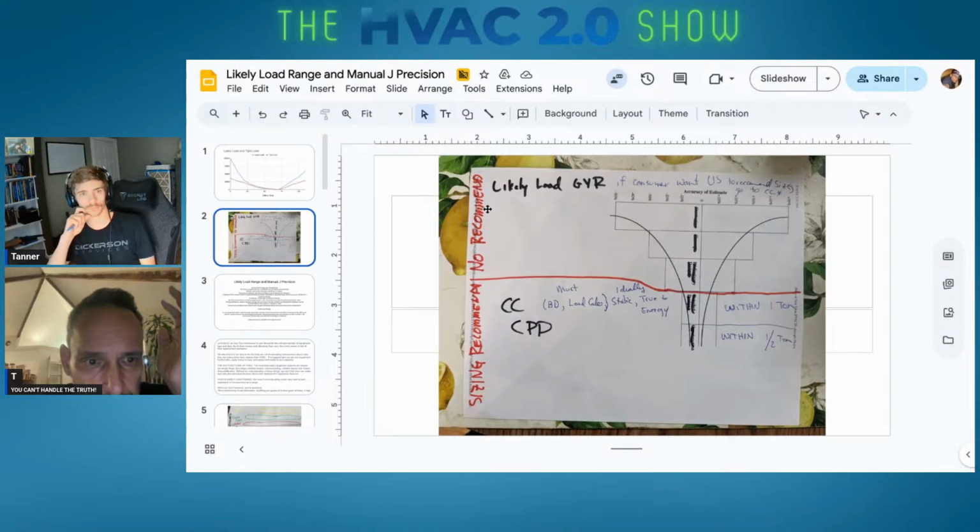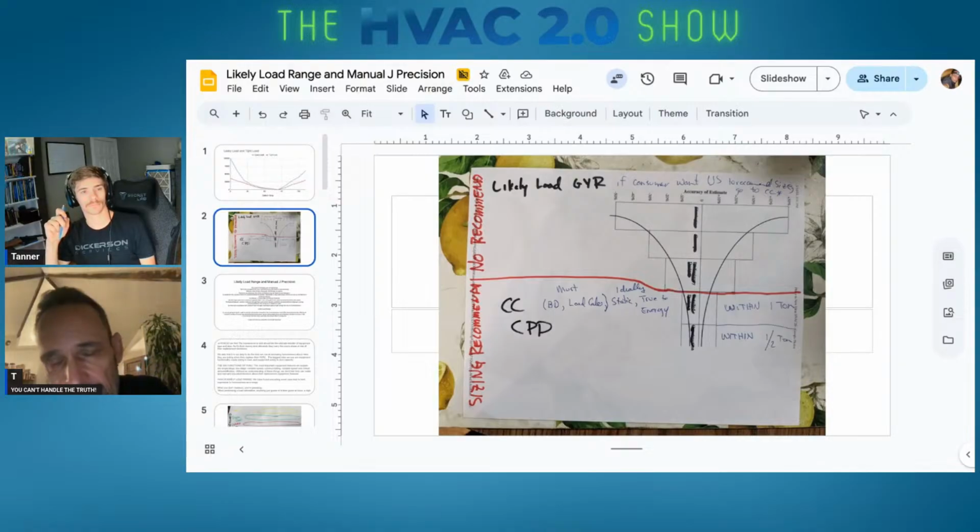The way we look at likely load is you don't make a recommendation to somebody about the size of their equipment unless you have enough information that you're confident in the load. And our minimum requirement to have confidence in the load is what we call a comfort consult. So if you're doing anything less than a comfort consult, then what you want to do is provide people with education.